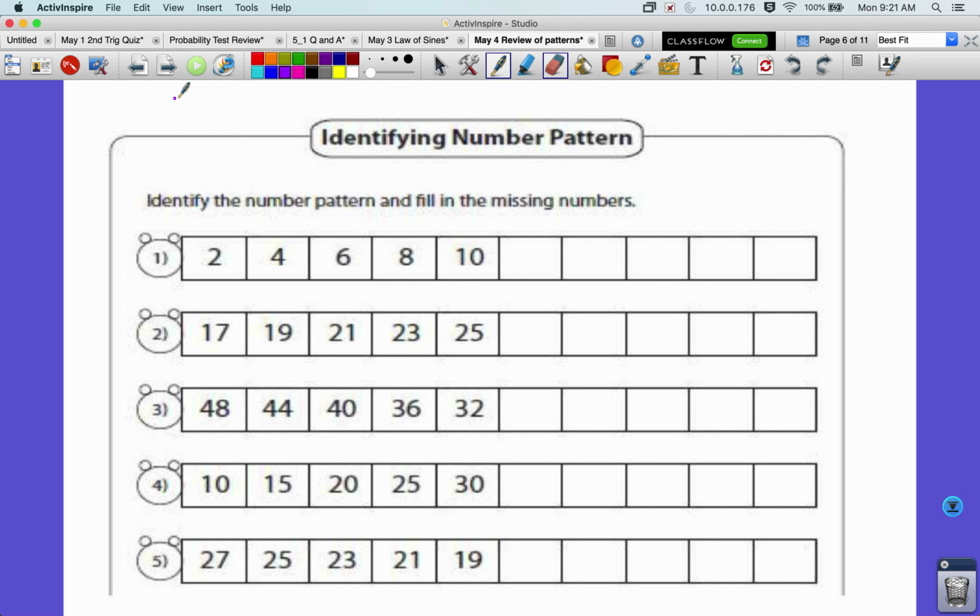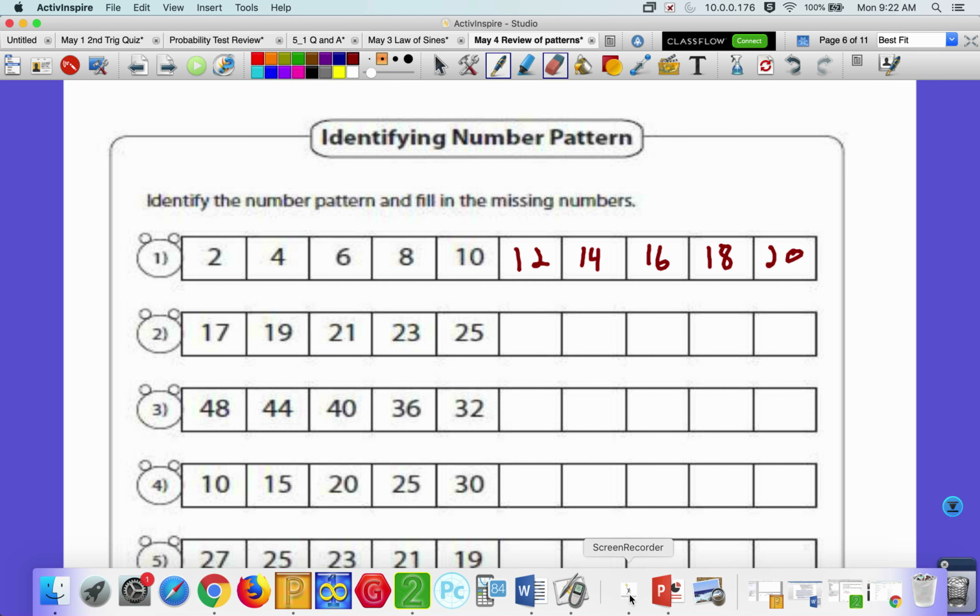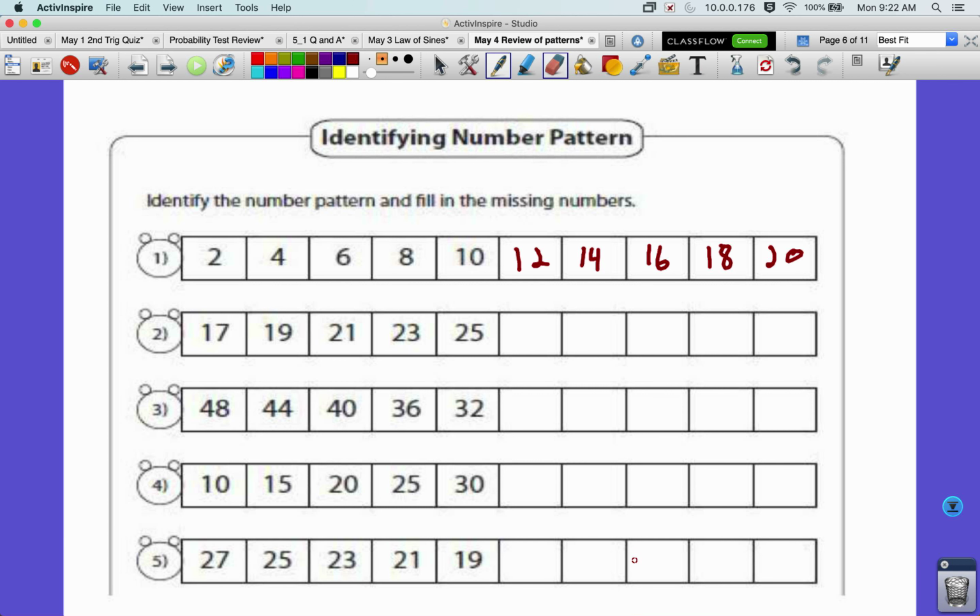All right, some more patterns. Identify the pattern and fill in the missing numbers. 2, 4, 6, 8, 10, 12, 14, 16, 18, 20. Copy down as many more as you want. I'm going to pause the video and fill these in, and then you can double check, so pause it now.